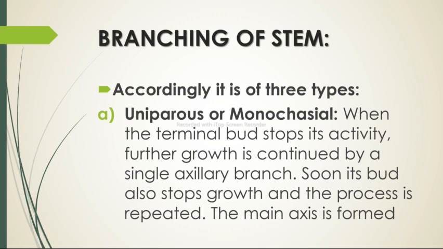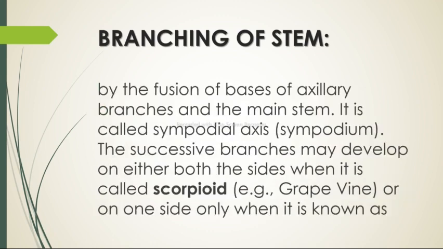monochasial. So when the terminal bud stops its activity, further growth is continued by a single axillary branch. Soon, its bud also stops growth and the process is repeated. The main axis is formed by the fusion of bases of axillary branches and the main stem. It is called the sympodial axis, which is also known as sympodium.